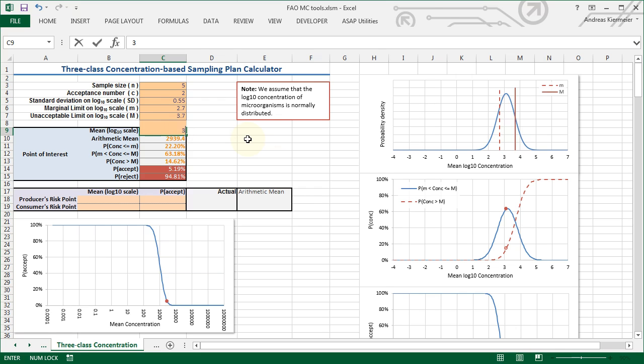3.12, 3.13, and by 3.13 we in fact find that the probability of acceptance has dropped to just below the 5% that we were just thinking of.